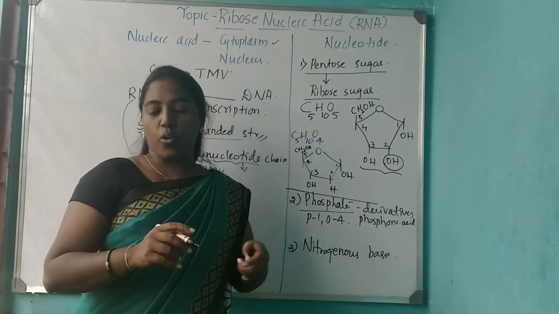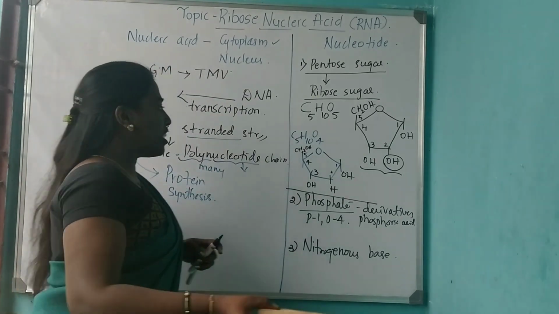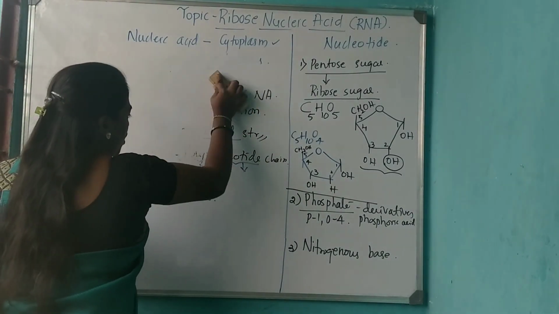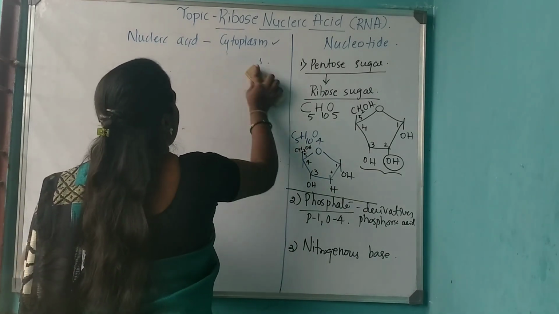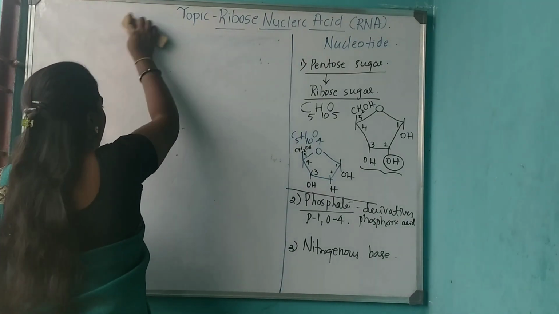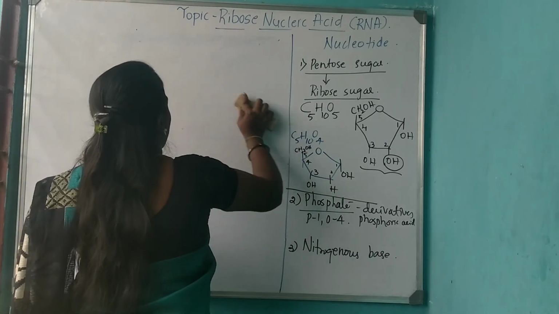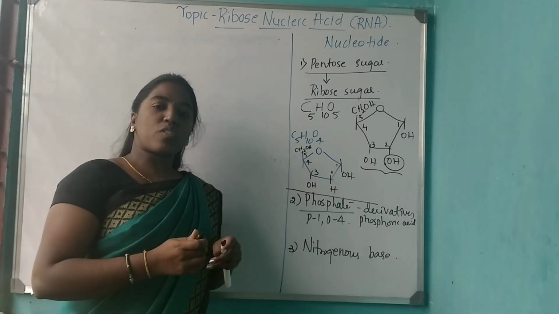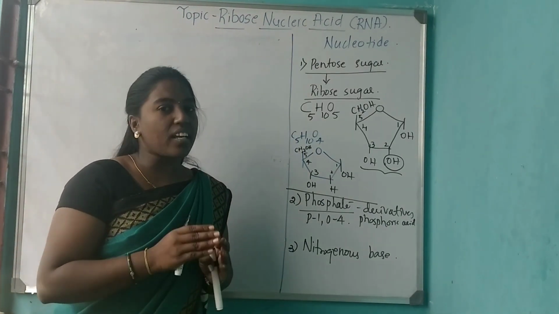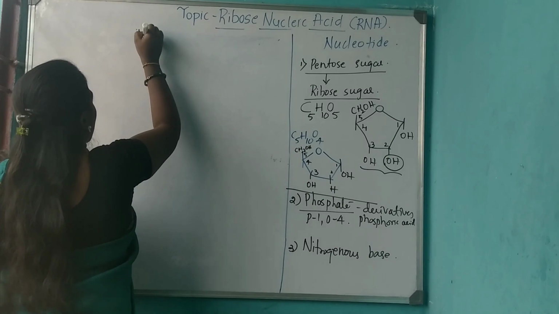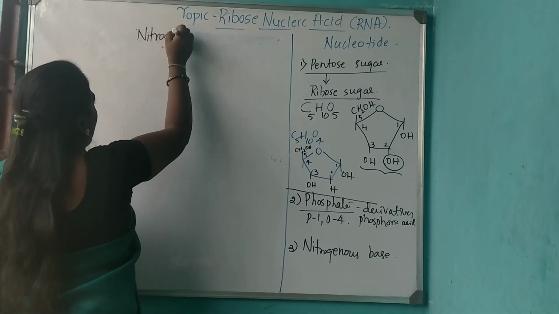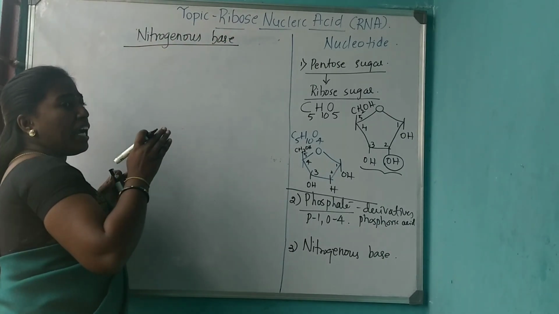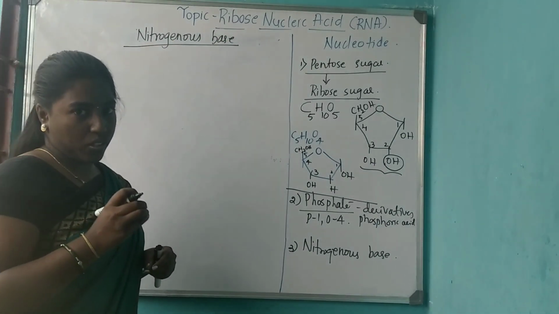So let us study the nitrogenous base now. We have already studied nitrogenous bases in the case of DNA. So what is a nitrogenous base? They are nitrogen containing compounds, and these nitrogenous bases have a heterocyclic ring-like structure.